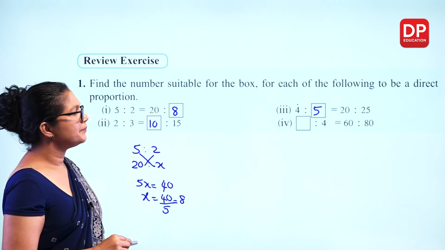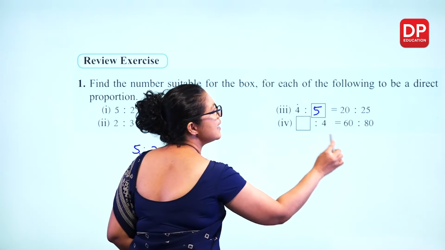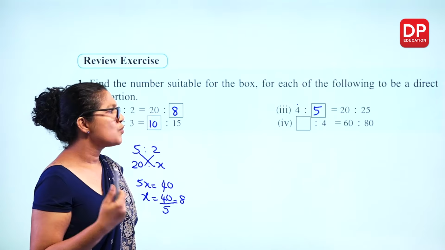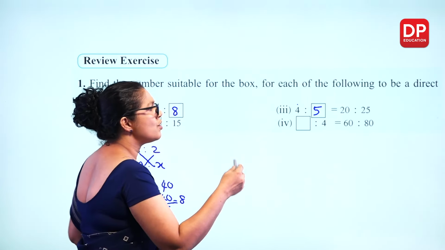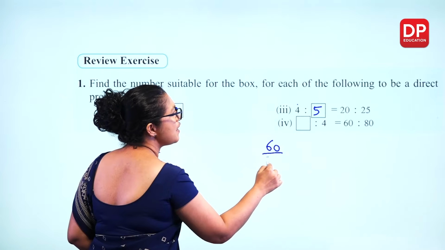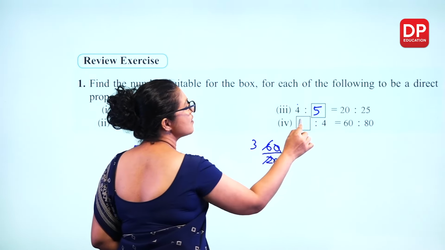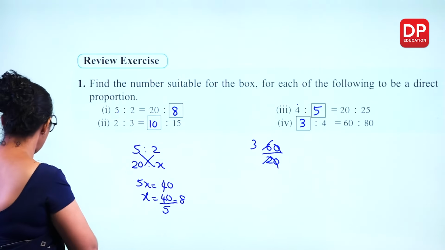What about this one? This one, 4 to 80. How do you get 4 to 80? Multiplied by 20. If you want the reverse process, you do 60 divided by 20. So you get 3. So the ratio here is 3.